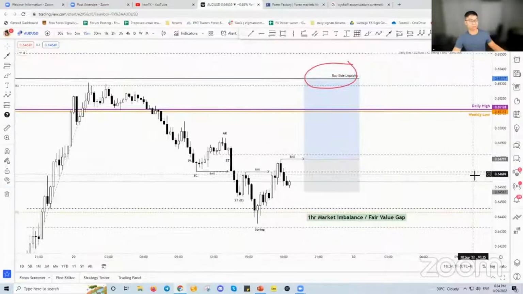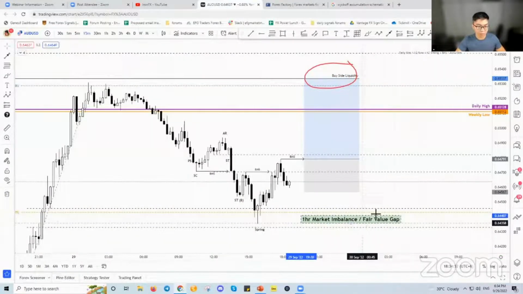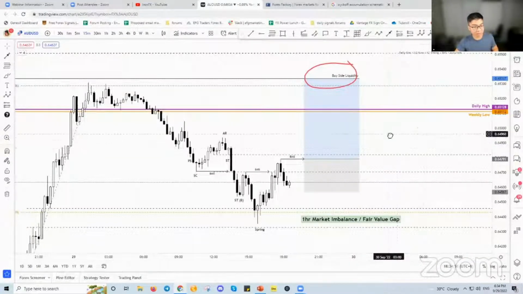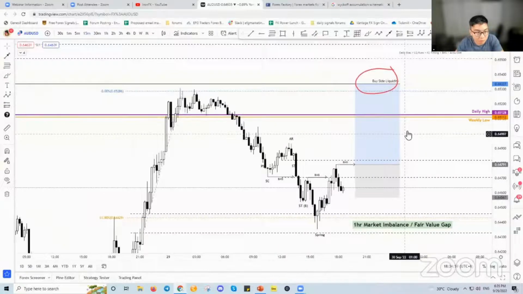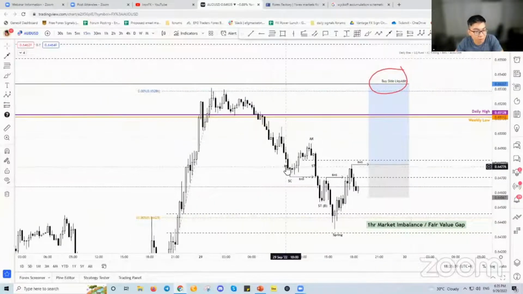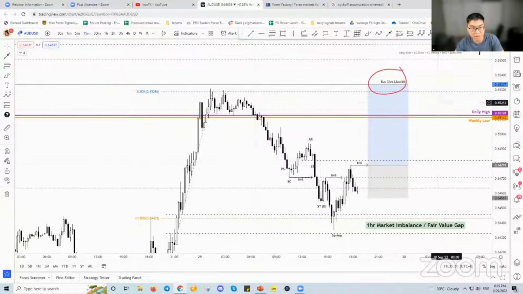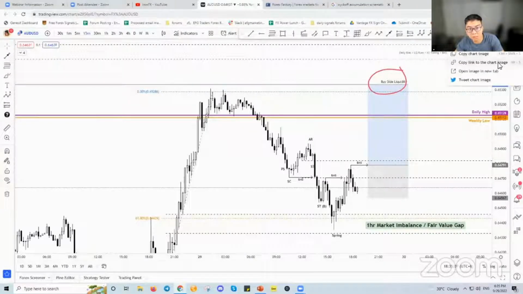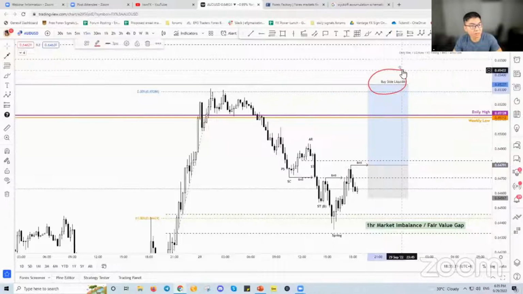Okay, let's take a look. Do you guys have any pairs that you would like me to take a look at? Feel free to send me your personal trading chart link. You can press the camera, take a snapshot, copy link to chart image, and send it to me. We can do a live analysis together. There is no right or wrong, as long as your chart makes sense.